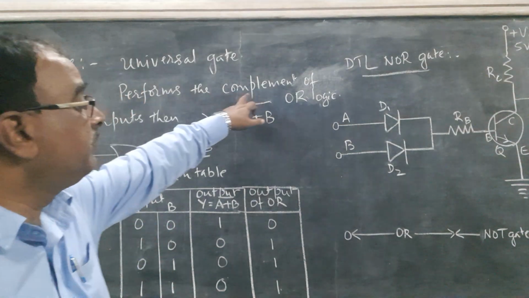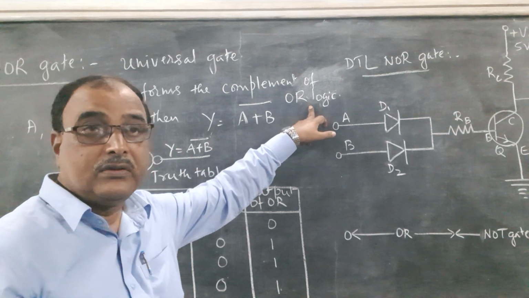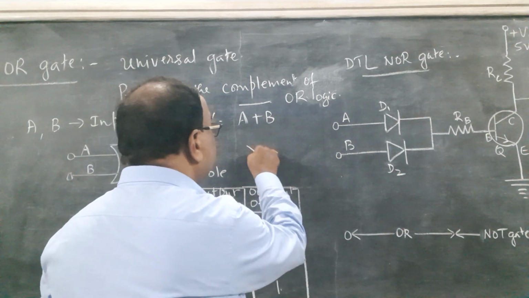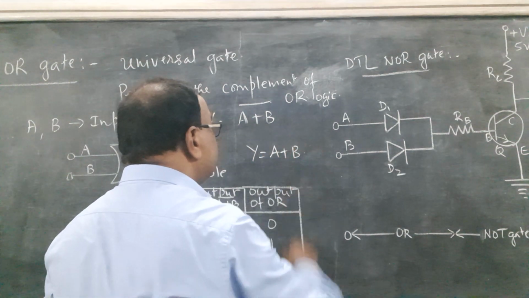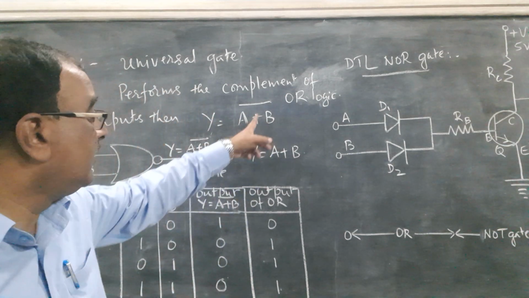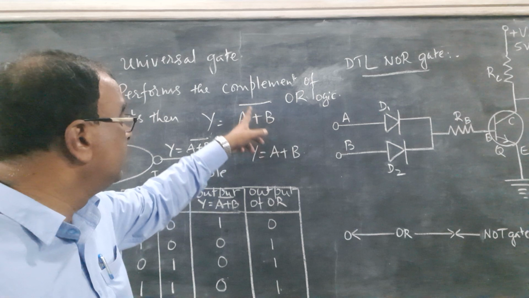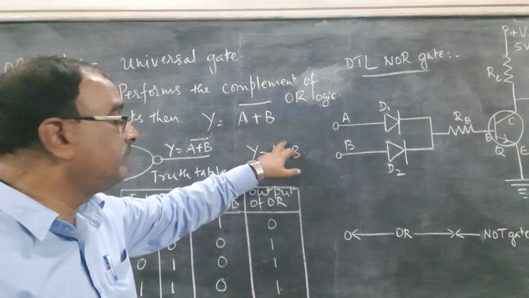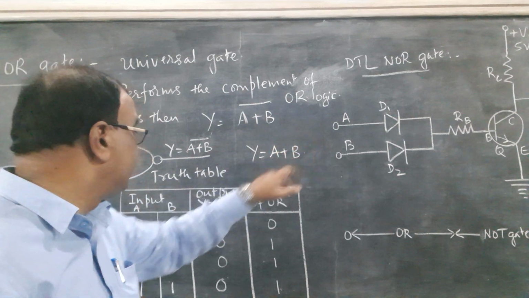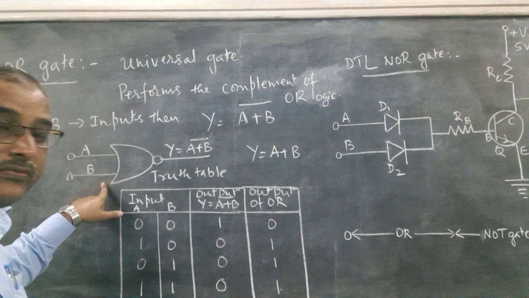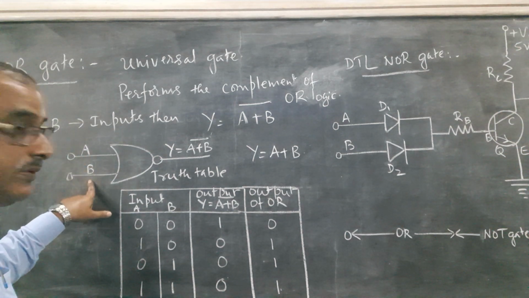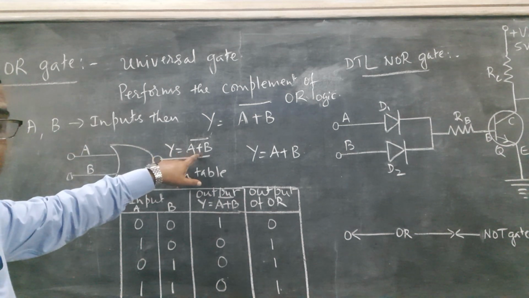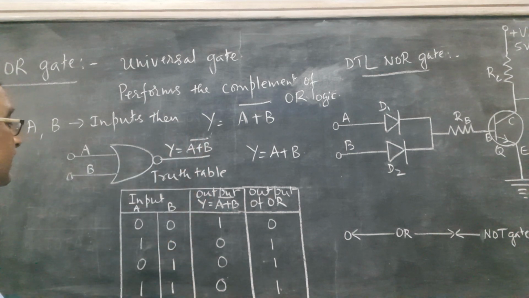Now it performs the complement of the OR logic. So you know that the output of the OR gate is represented by y equal to a plus b. The output of the NOR gate is the complement of this, that is y equal to (a plus b) bar. This is the representation of a NOR gate. A and B are the inputs, and there is a small circle at the output side. So y is equal to (a plus b) bar is the output of the NOR gate.